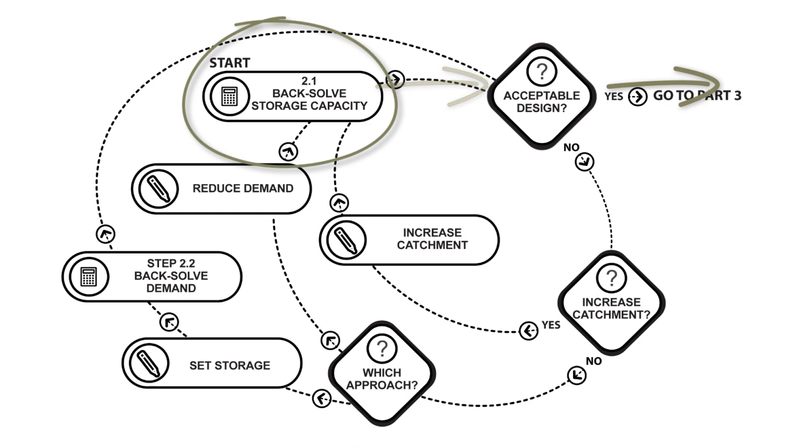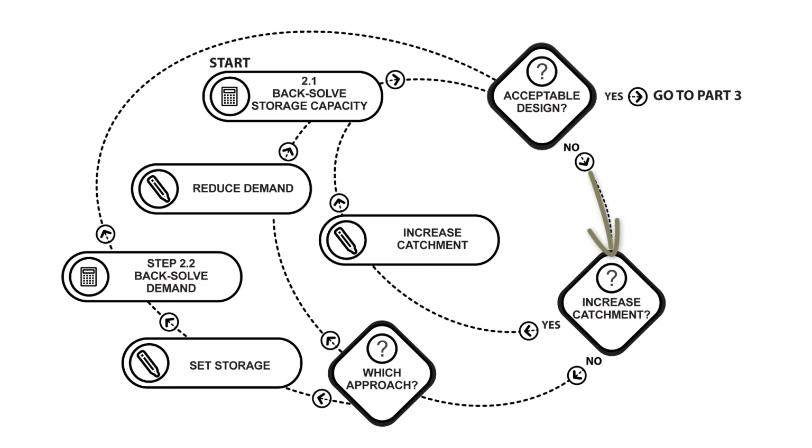So the first thing you should do is ask yourself, can I increase my catchment? And if you can increase your catchment, do that first. And if you can't increase your catchment, you'll end up at a decision diamond, shown on the diagram as which approach. And you have 2 options. You can either go back and reevaluate your demands, reducing your demands, most likely, and then re-back solve for the new storage capacity with your reduced demands.